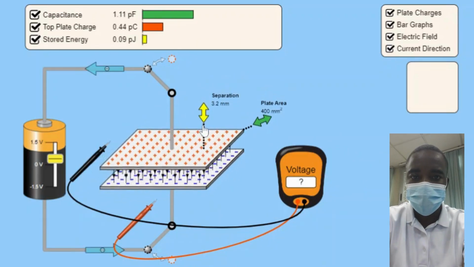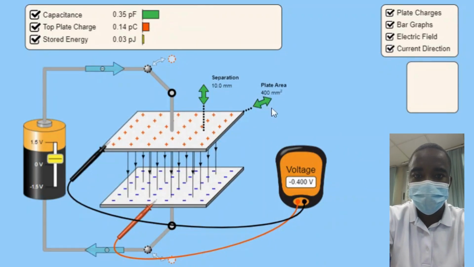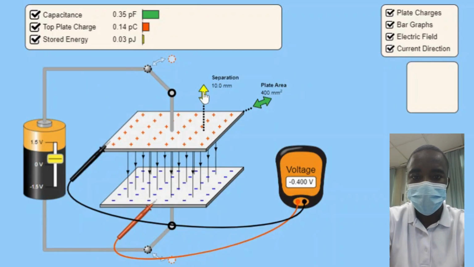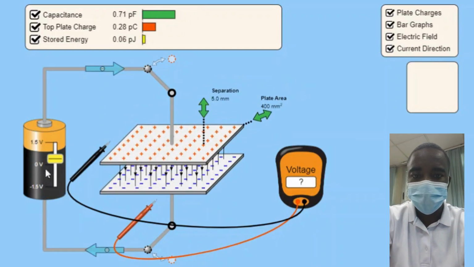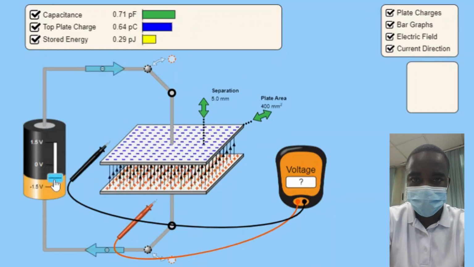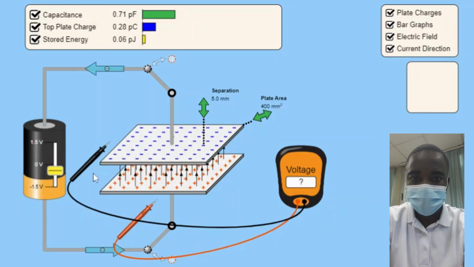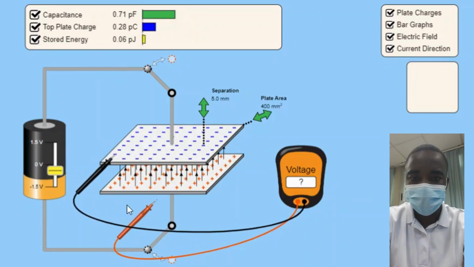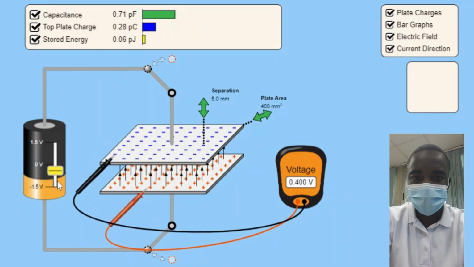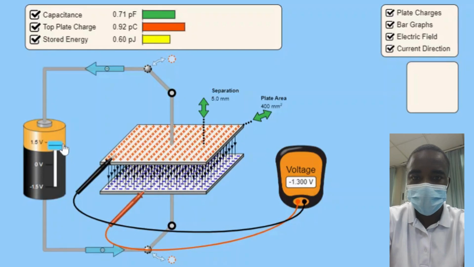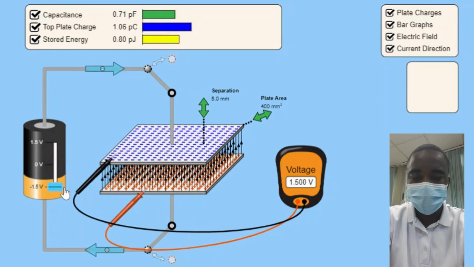Students can also investigate the relationship between capacitance and plate area. By adjusting the area of the plates, students can observe how the capacitance changes. As the plate area increases, the capacitance increases, and vice versa. This relationship helps students understand the importance of plate area in determining the capacitance of a capacitor.